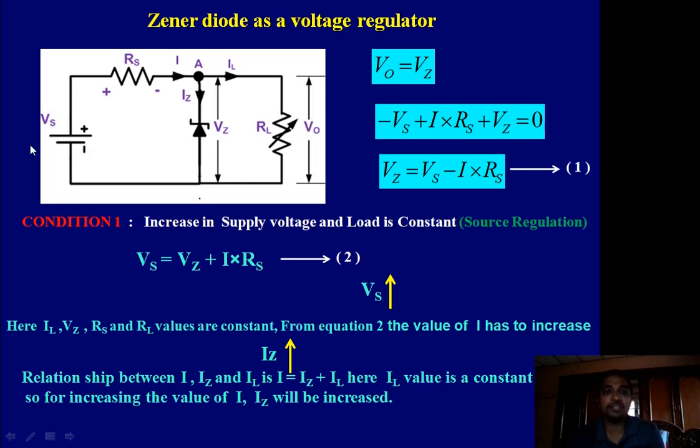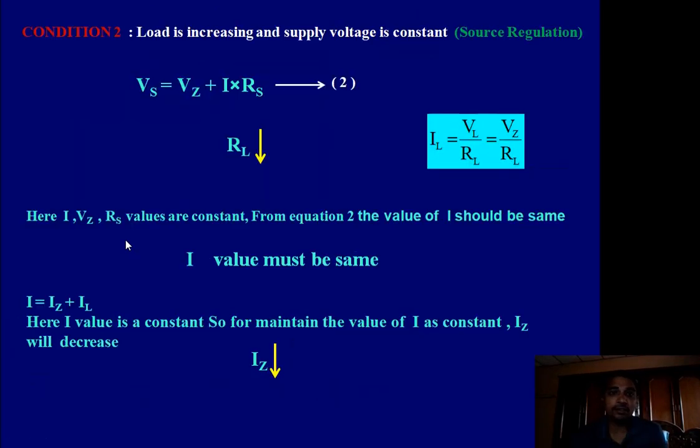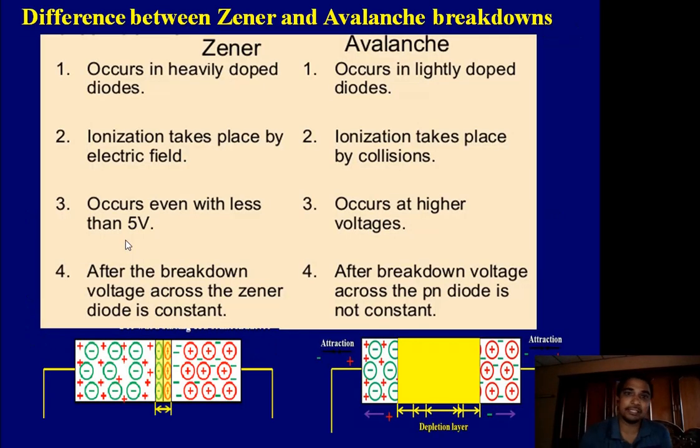First one, if you change the input voltage, the output voltage should be constant. If you change the load, maybe increase or decrease the load current, the output voltage should be constant. So in both cases, as we discussed in the last class, the Zener diode adjusts itself such that its operating current changes while maintaining a constant output voltage. This is what we have discussed.